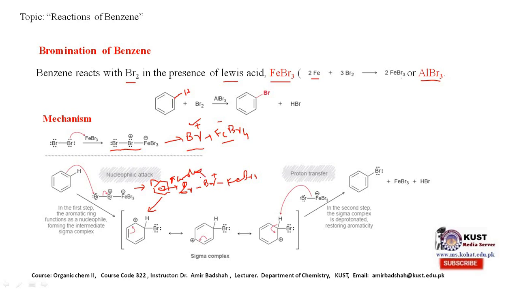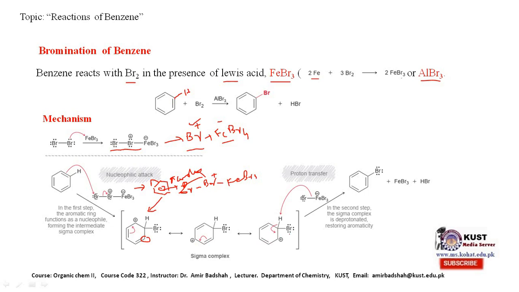But in the case of the sigma complex, a true sigma bond is formed between the electrophile and the ring carbon, as a result of which a positive charge appears on the adjacent carbon. This positive charge may appear on this adjacent carbon, or on the other adjacent carbon. This sigma complex is resonance stabilized. Electrons are shifted here, so positive charge appears on this carbon, and similarly these electrons can be shifted here and positive charge can appear there.